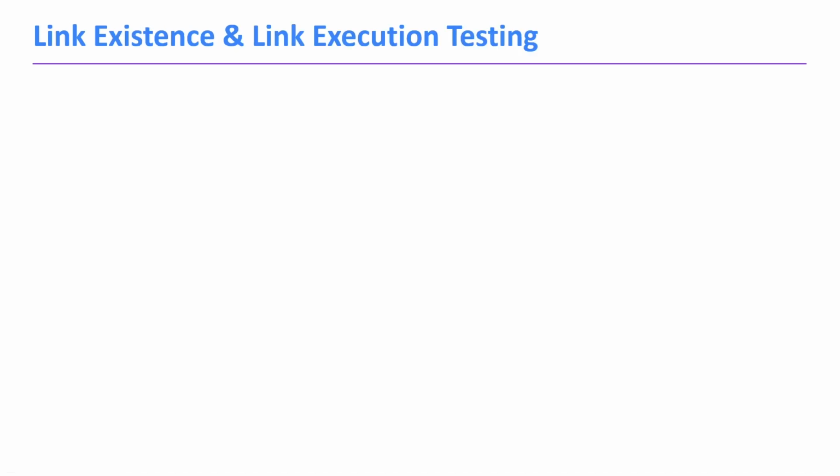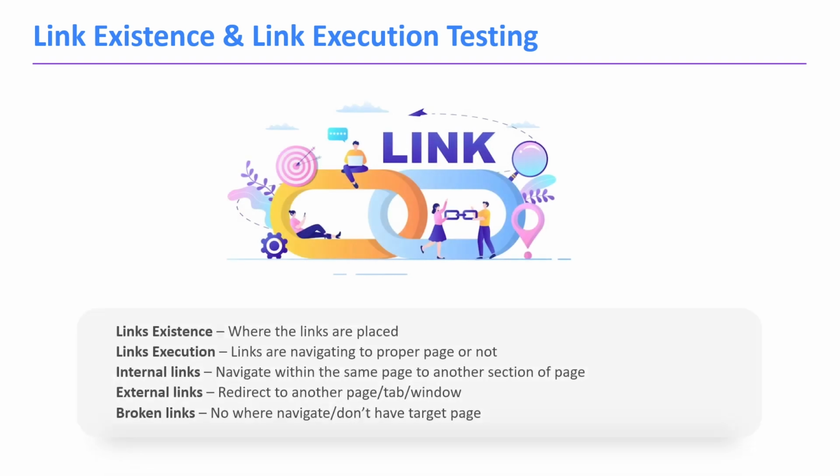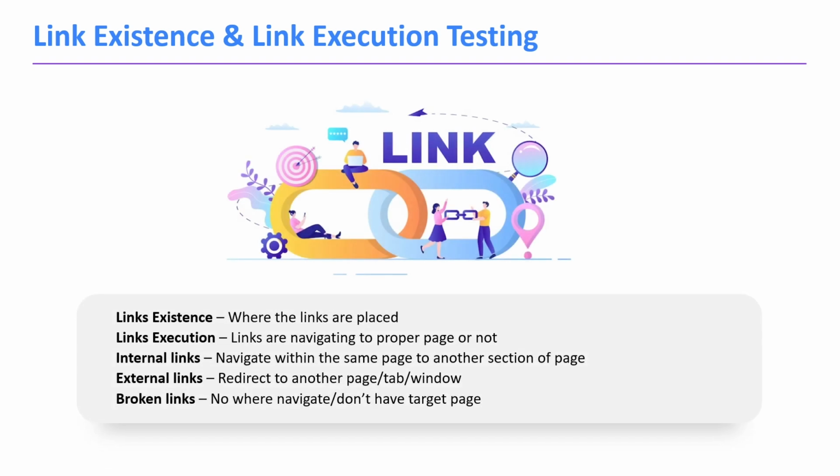Next is link existence and link execution testing. First is link existence. Link existence means where the links are placed, what is the location, what is the position of the link, that we have to check. Next we have to click on that link and check whether it is redirecting to the proper web page or not.